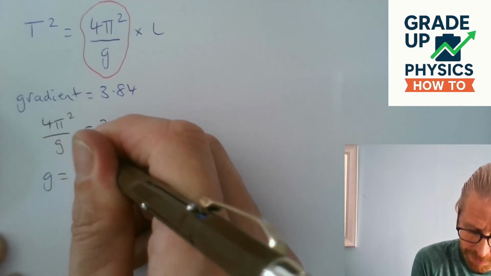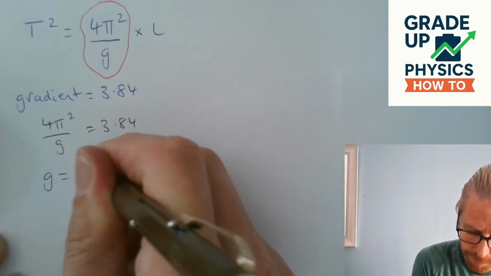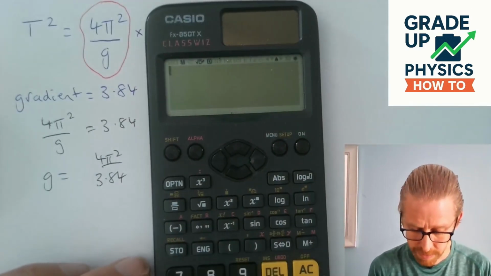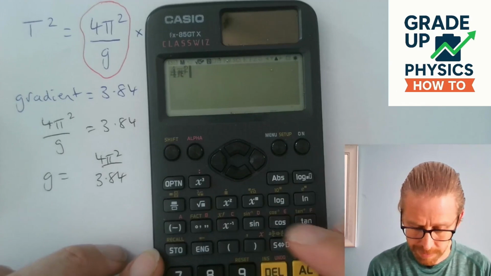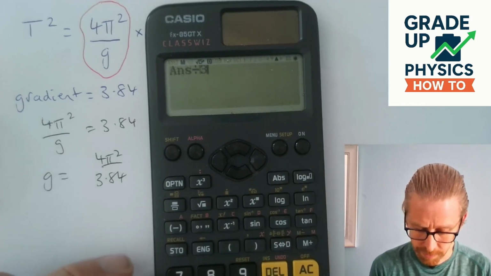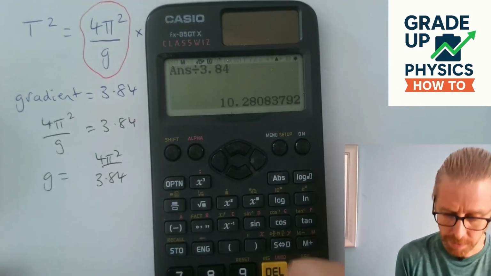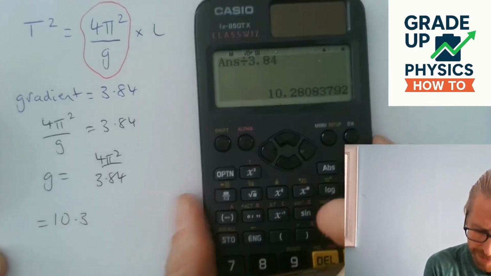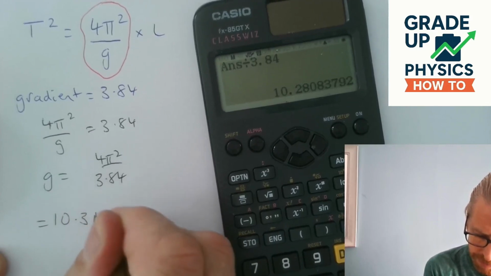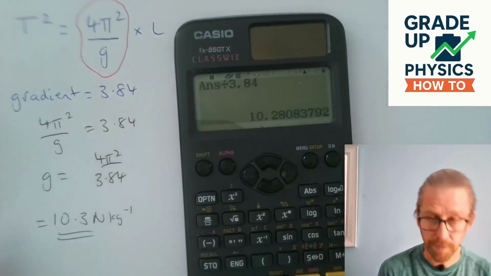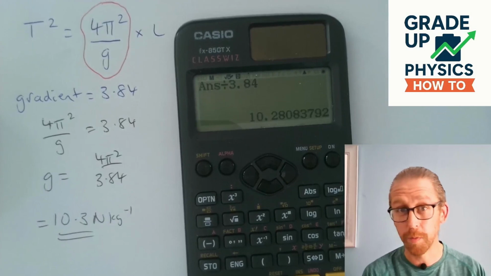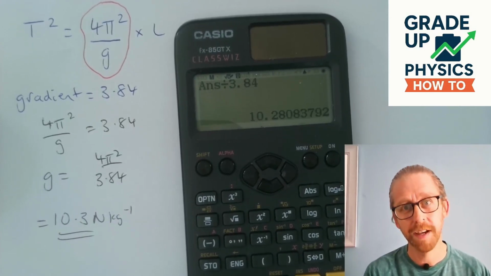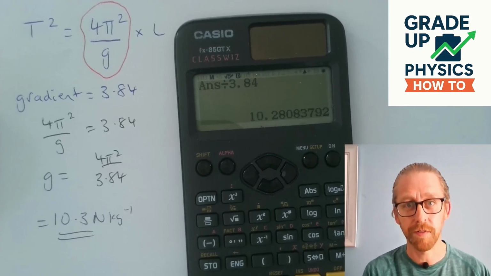So this is going to give us 4 pi squared over 3.84. Let's get our calculator in here and see what we get. So 4 pi squared divided by 3.84 gives me a value of 10.3. And of course, this will be newtons per kilogram. Now we know that the true value for this is 9.81. So we're pretty good here. Again, this is real data, so we're not expecting it to be perfect, but we are expecting it to be close to the true value.